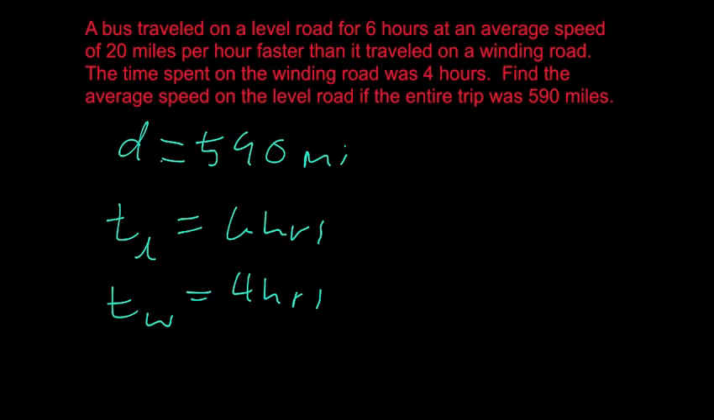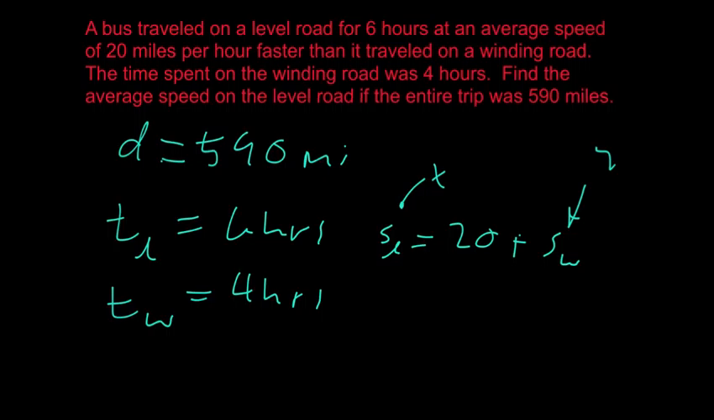And lastly, we're told that on the level road, the speed of the bus is on average 20 miles per hour faster than it was on the winding road. So we can represent that as S sub L, the speed on the level road, equals 20 plus S sub W. You don't have to use subscripts for this kind of problem. I just like to because it helps me keep track of things. You could just call this X and this Y, but then I usually forget what I called X and Y.